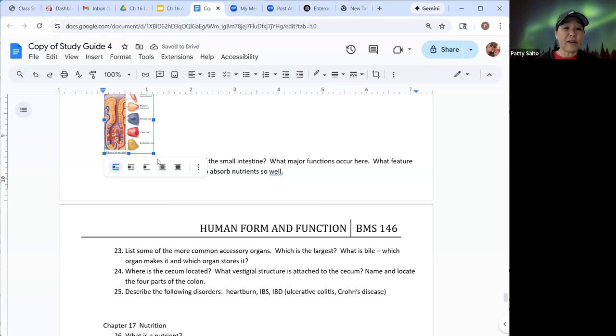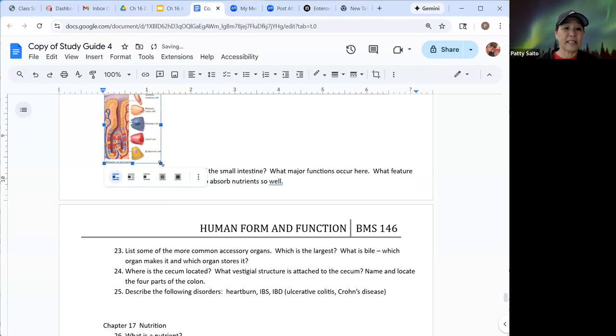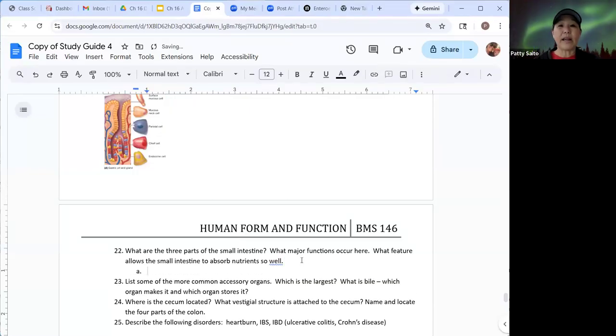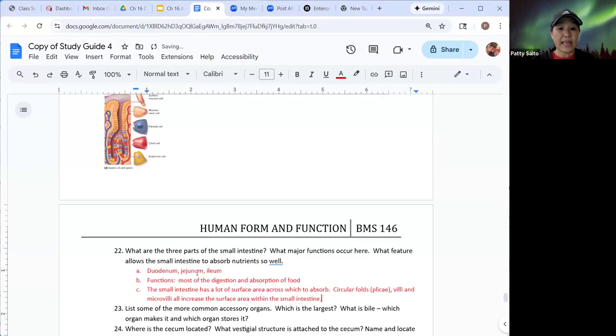All right, next question. Let's move on to the small intestine. The small intestine comes right after the stomach, right? We already know there are 3 parts: duodenum, jejunum, ileum. And what happens here? Most of the digestion, that's why it's so long, because you have to not only digest the majority of the food, but then you have to absorb it. So you need the length of the small intestine to do both of those things.